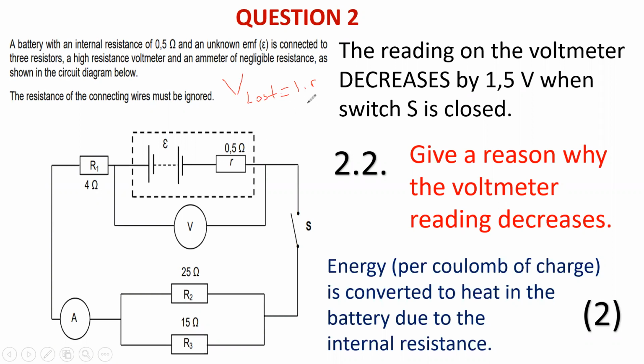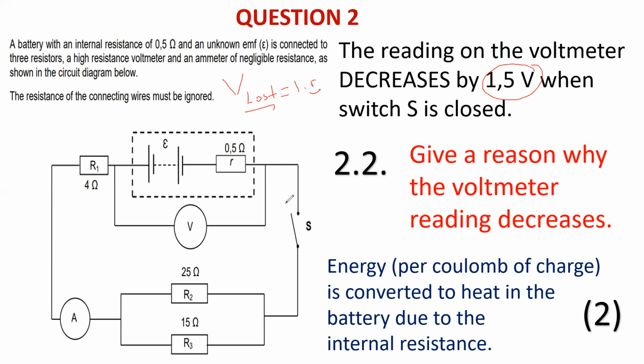Just what we know, we have internal resistance, so because of the lost volts, total voltage decreases by 1.5. As you see, they are giving you V lost. V lost is 1.5. But if they ask you to give a reason, you must say because of internal resistance, energy changes to heat, convert to heat, just like a light bulb. So for also making resistance change to heat, you know.